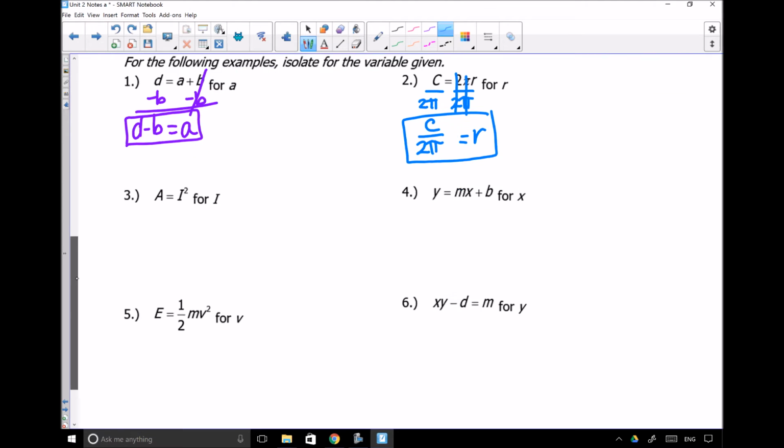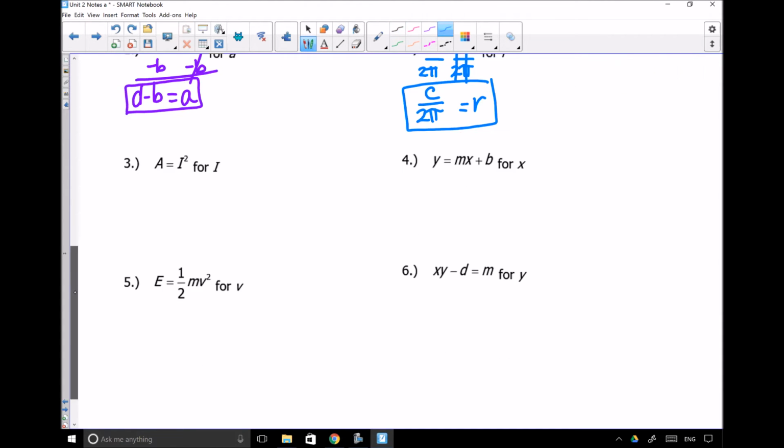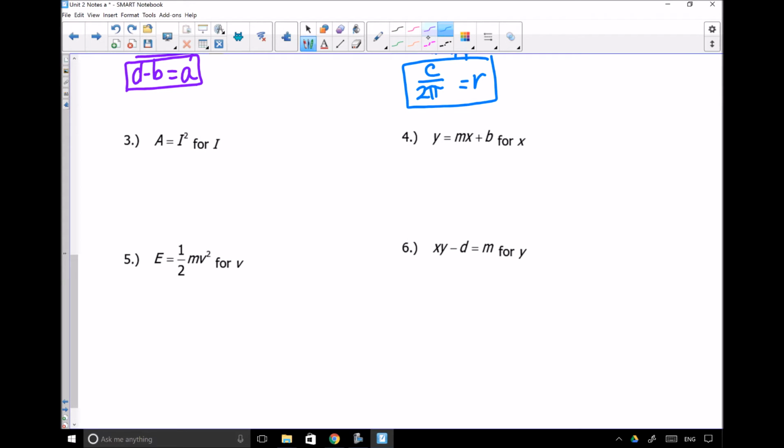Okay, so let's take a look at number 3 now. Number 3 says to isolate for I. So that means that I want to get the I alone. So this I needs to be alone. Well, it's being raised to the power of 2. So how do I get rid of this power of 2? I do the opposite of squaring, which is square rooting. So I get a equals I squared. So I square root both sides. So I end up getting this square root and this square cancel. So I end up getting I equals the square root of a.